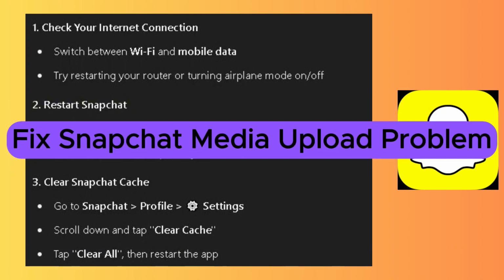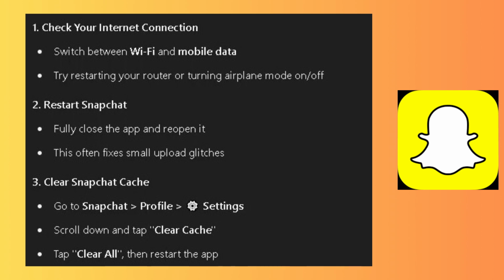In this video, you will learn how to fix Snapchat media upload problem. First, make sure to check your internet connection. Switch between Wi-Fi and mobile data to make sure your internet connection is stable. Try restarting your router or turning airplane mode off and on.